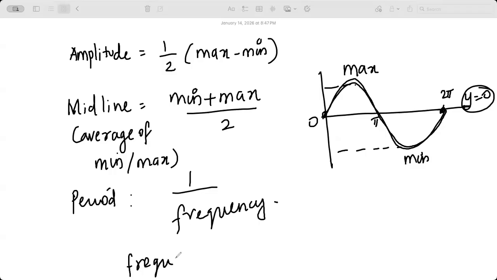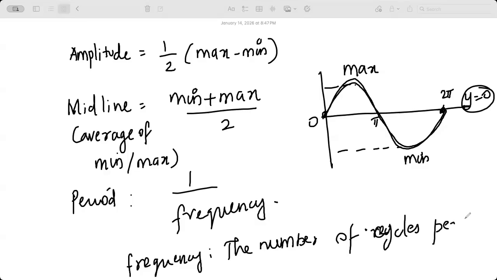Frequency is defined as the number of cycles per radian. The number of repeating cycles per radian. Any questions, guys? So these are the 4 definitions I would want you to know. Can I move on?